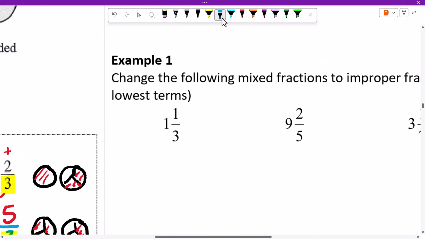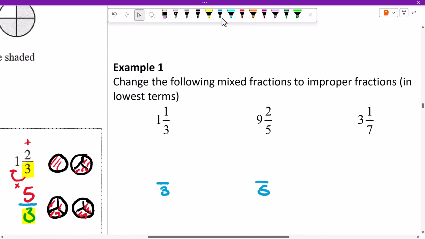So, first off the bat, let's do all of these at once. The 3, 5, and the 7 don't change. The size of the pieces doesn't change. All you have to do is figure out the top numbers. All right? So for the first one on the left-hand side, what should the numerator, the top number, be?